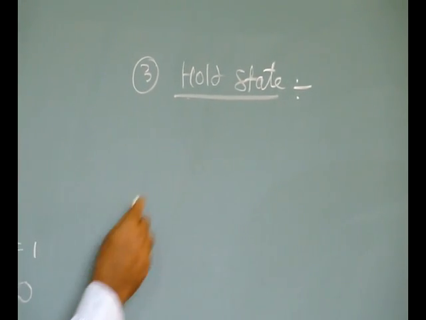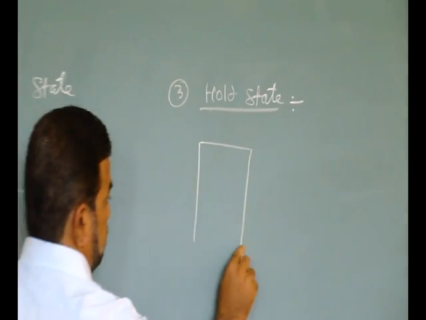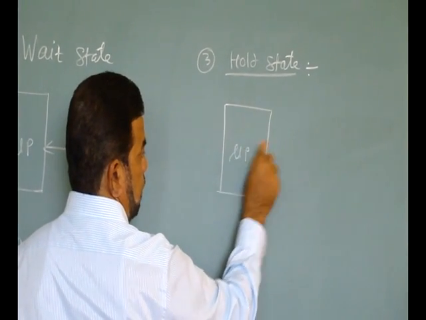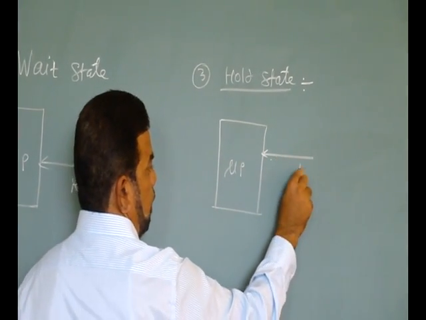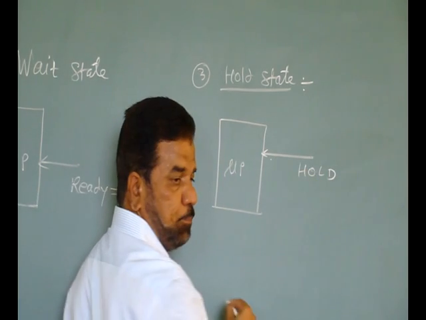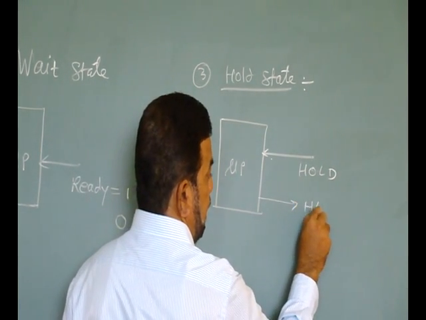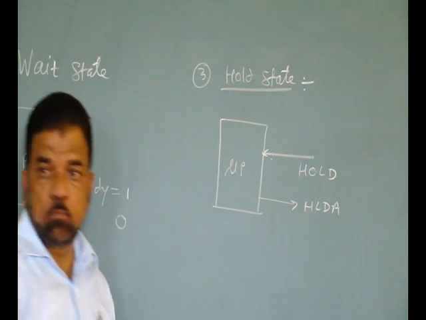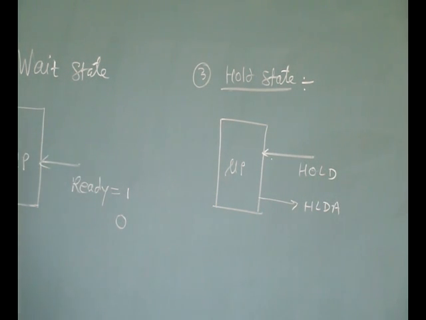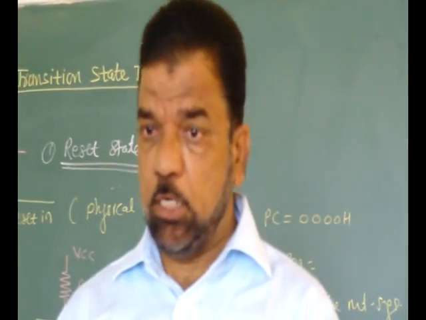So again, suppose this is a processor. You have one input pin as HOLD, and the response to this pin is HLDA, hold acknowledge. Whether it is active high or active low? Active high pin. Hold is active high. Are you getting this one?